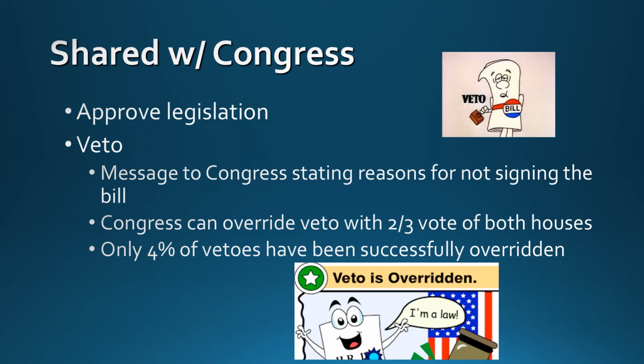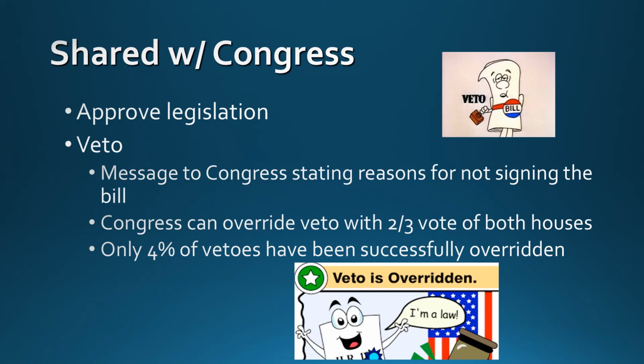A veto is a message to Congress stating reasons for not signing the bill. So the president doesn't like the bill, he will veto it. He will send the bill back to Congress with his reason for why he thinks the bill should not become a law. At that point, Congress is allowed to try to override the veto. If they get a two-thirds vote of both houses, they successfully override the veto and it will become law.